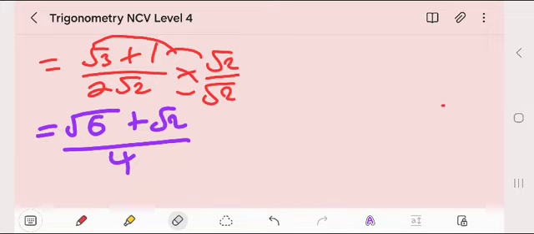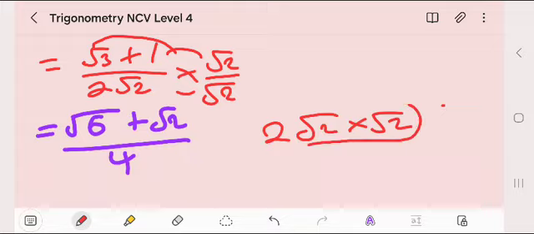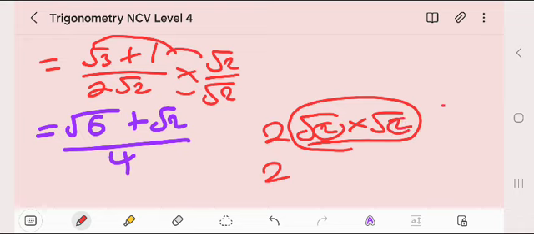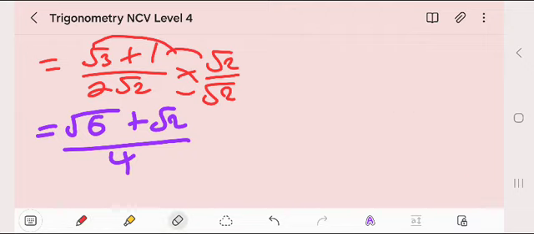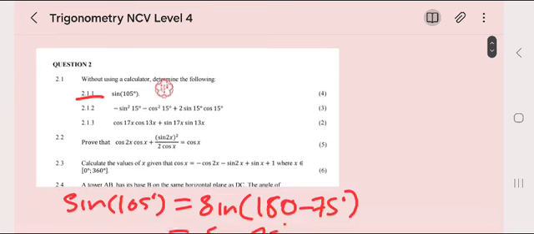So this is what I did here. I have 2 root 2, then I multiply by the square root of 2, but this is the same, right? So let me keep that 2, but the root 2 times root 2 will give me 2, and I have this 2. When I multiply, I will have 4. This is what I did there. So hopefully you understood that.